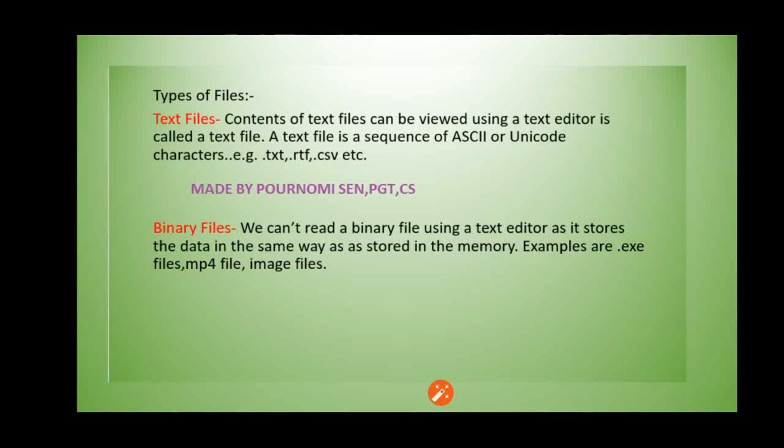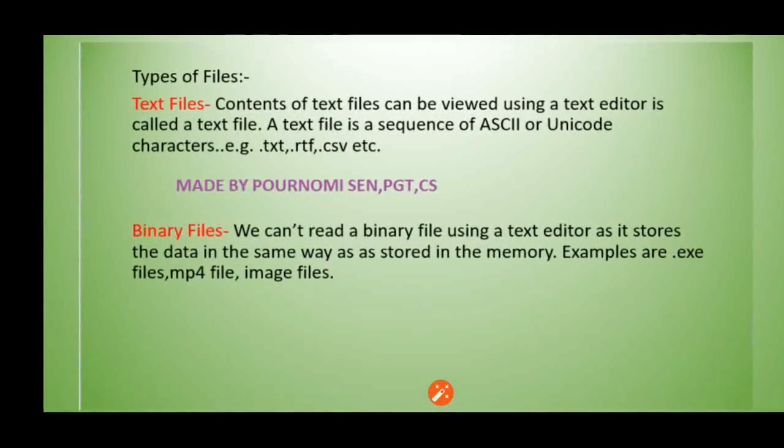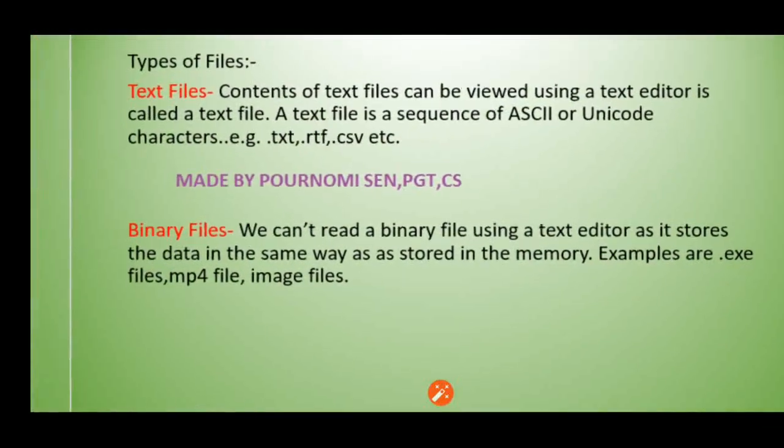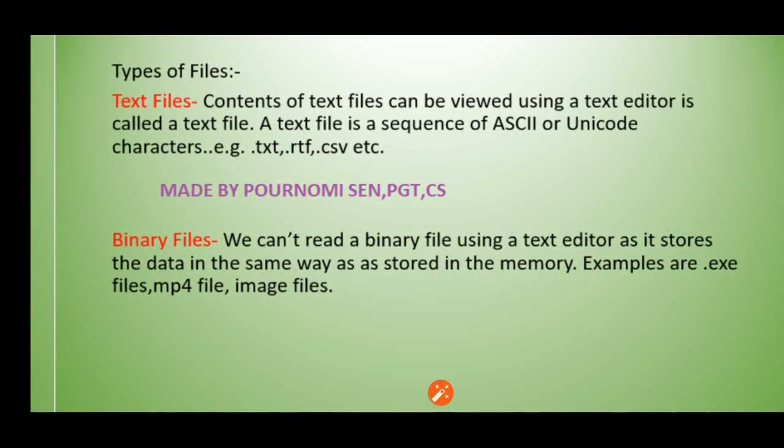Types of files. There are several types of file which can be categorized broadly in two categories. One is text file. What is a text file? Contents of a text file can be viewed using a text editor. A text file is a sequence of ASCII or Unicode characters. That means files with extensions like .txt, .csv, which can be viewed using a text editor, are called text files. We'll start with text files only.